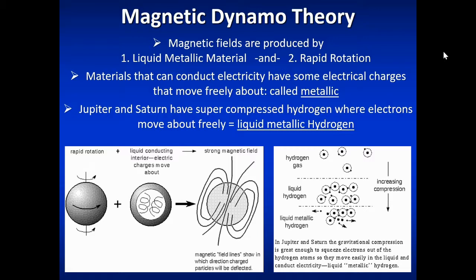And then there's so much liquid hydrogen that the lower levels are so super compressed by the gravitational weight of the material above it that they get forced into a super compact state where their electrons can flow freely through that liquid hydrogen. So it becomes, quote unquote, liquid metallic hydrogen, which is just like a liquid metal layer. And because Saturn and Jupiter rotate rapidly, boom, magnetic fields. Jupiter has a massive magnetic field.